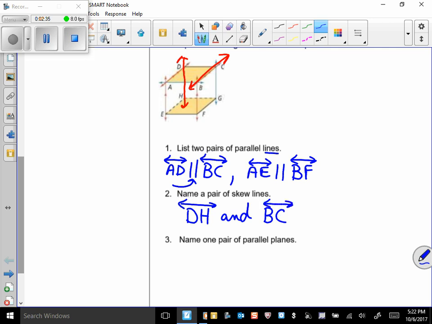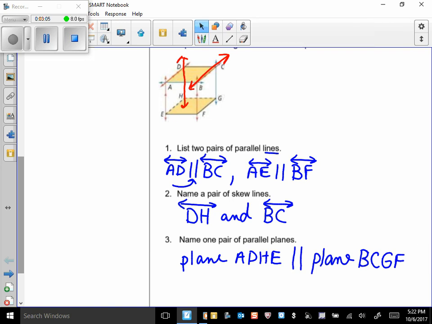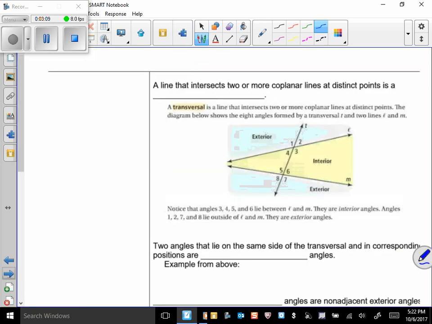All right, and finally it says name 1 pair of parallel planes. And of course we've got several pairs of parallel planes. So I just wrote down plane ADHE, and I said that's parallel to plane BCGF. Okay, parallel lines and planes. Let me fix that so it doesn't look like a P. That's a D.